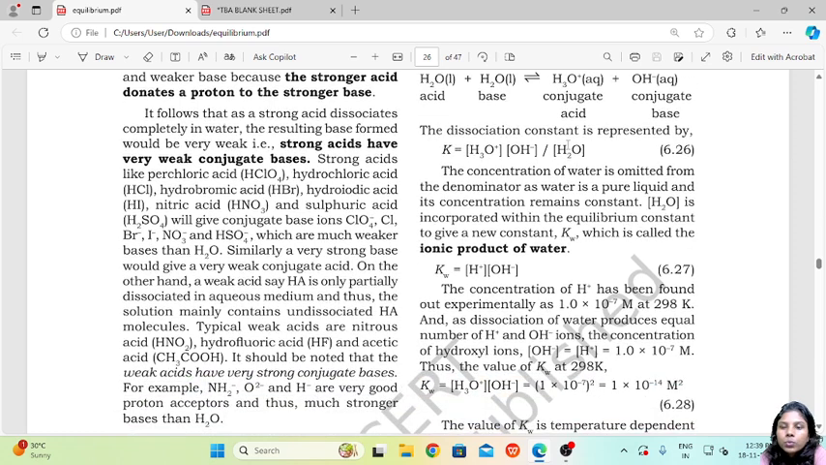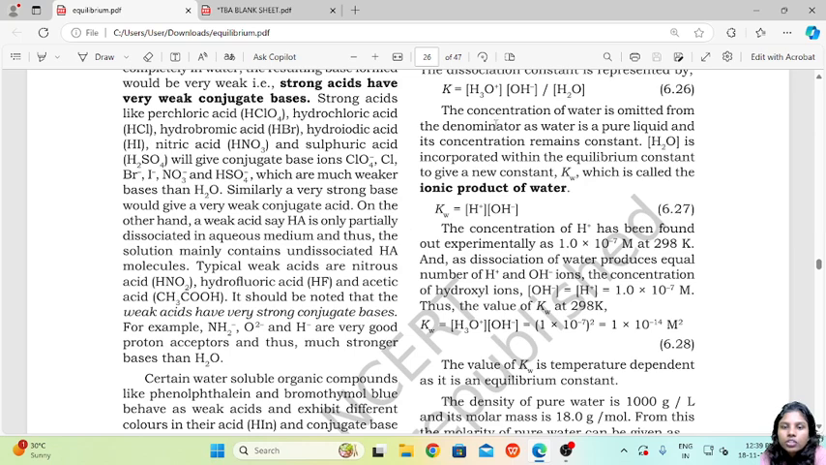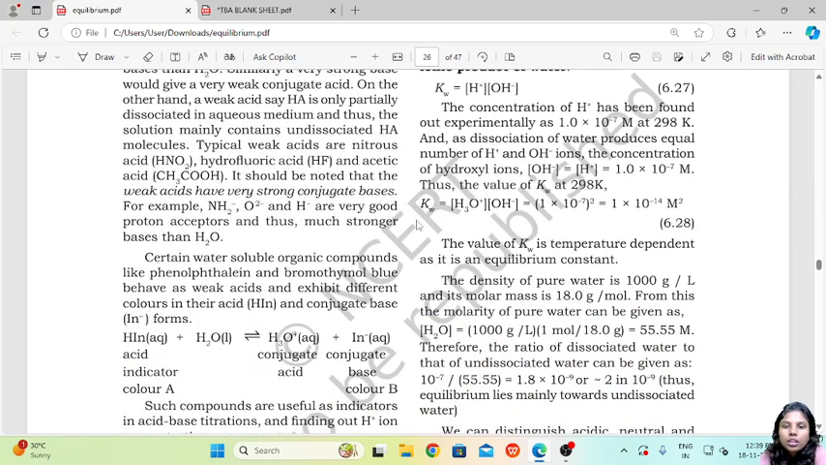Why? Because this water, since it is a liquid and has a fixed concentration, is almost negligible. So we incorporate it within the equilibrium constant and we get a new constant given by Kw, which is the ionic product of water, in which we are only considering the H+ concentration, that is the concentration of protons, and the concentration of OH- ions.